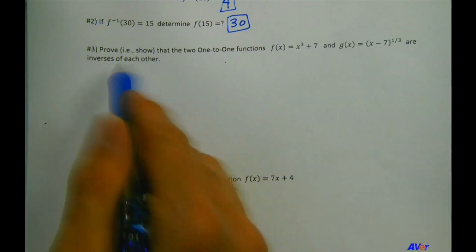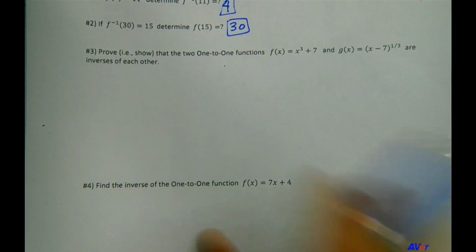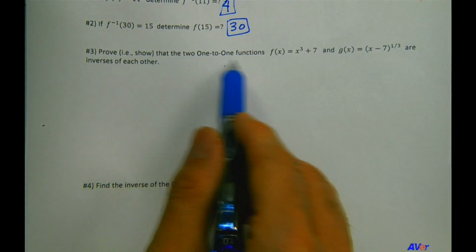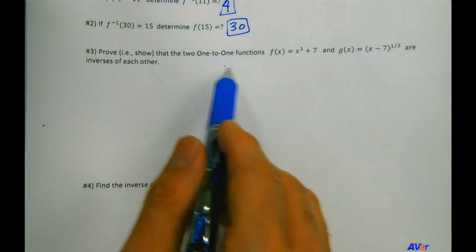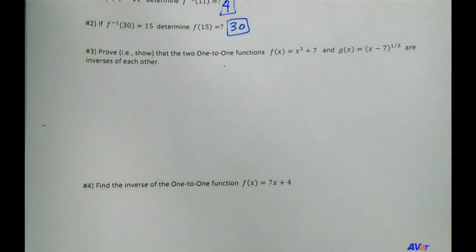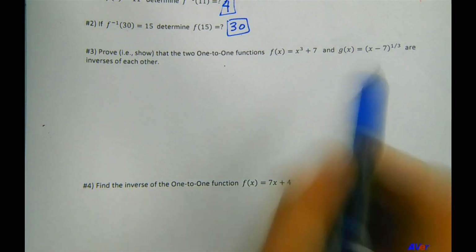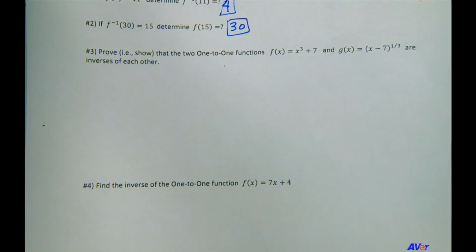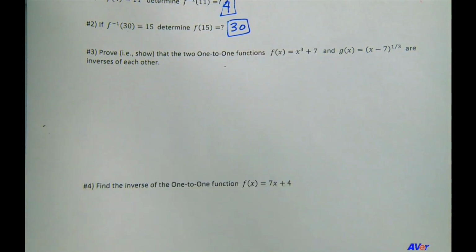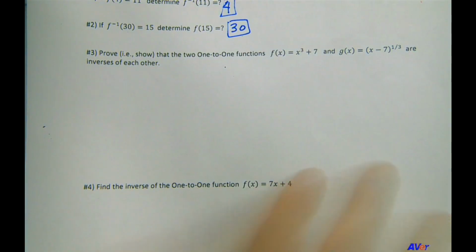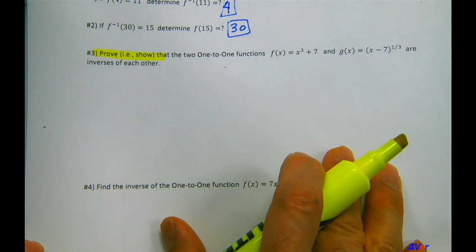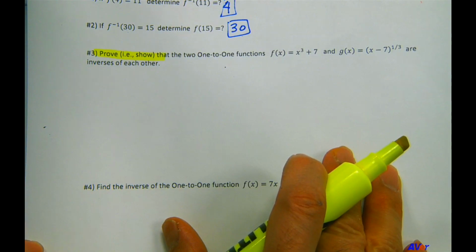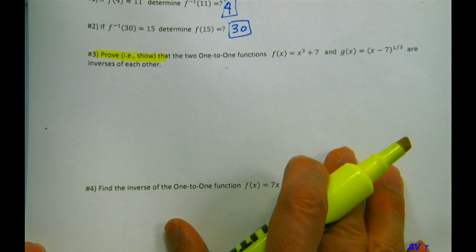Okay, so the third problem says show that the two one-to-one functions, this and that, they already tell us, don't worry about it, these two functions are one-to-one. They make that clear. It says show or prove that these two are inverses of each other. Well, they say prove that, right? So what did we say about how we can prove whether or not two functions are inverses of each other? Do you remember?